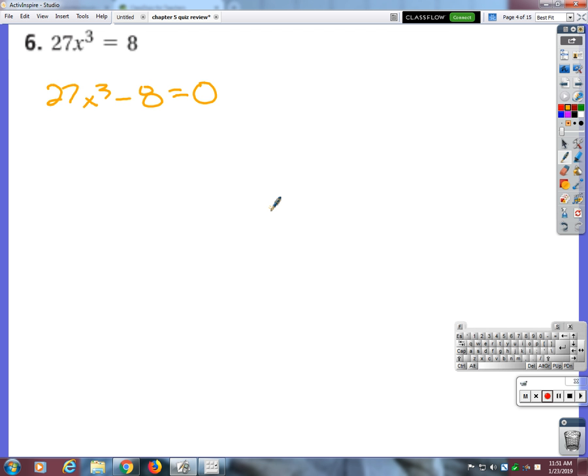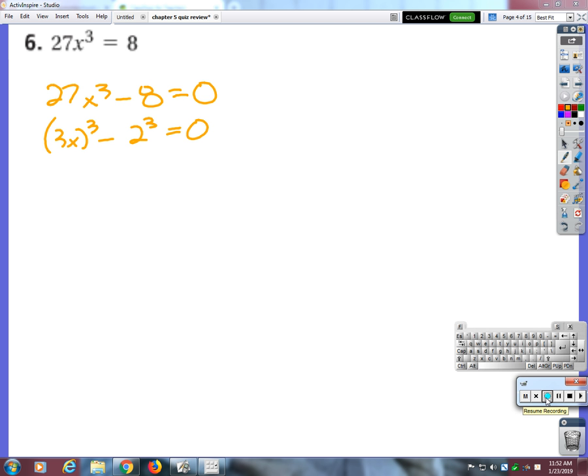But what you have to do is recognize this as the difference of 2 cubes. So 27x cubed is really 3x cubed, and 8 is really 2 cubed. And so I gave you that printed out piece of paper with some different factoring strategies that looked a heck of a lot like this piece of paper right here. And the very last thing on the bottom says sum or difference of 2 cubes.